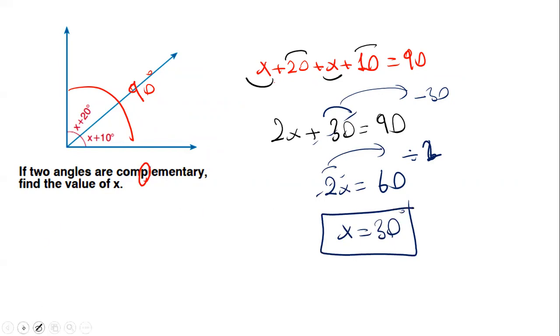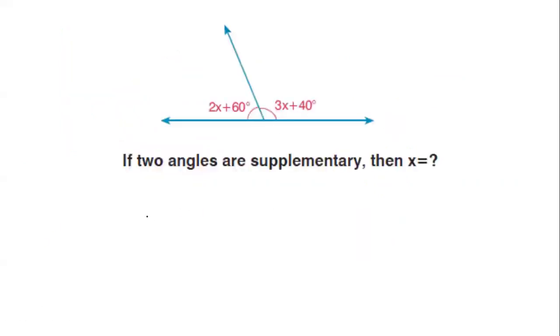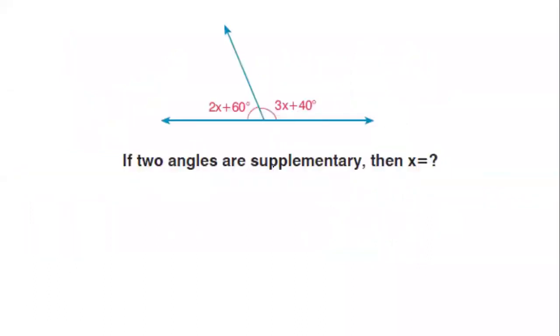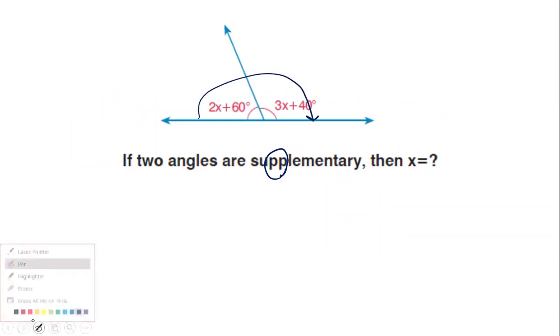All right, let's have a look at another question. This question is about supplementary. Remember, the first one was complementary, and you see one right angle. In this question, I see two right angles. Each right angle is 90 degrees, which means this is going to be 180. And you can see from the shape even, it is a straight angle, which means 180 already.